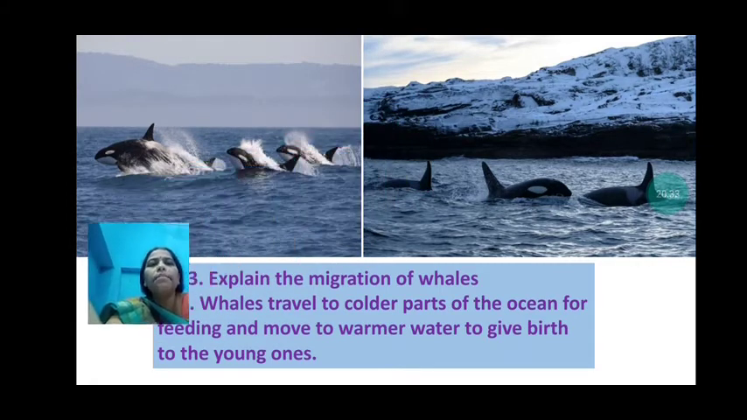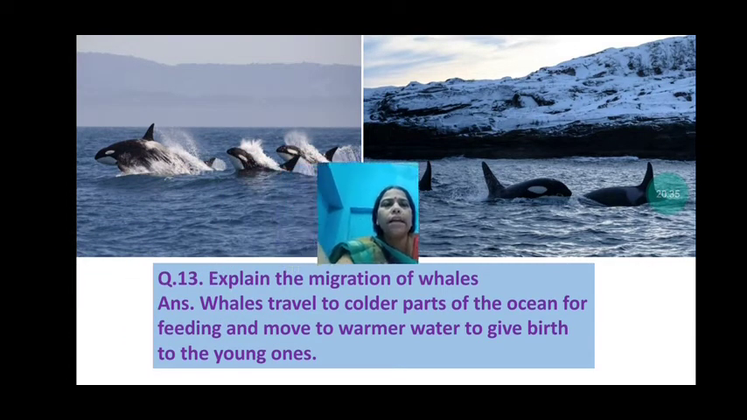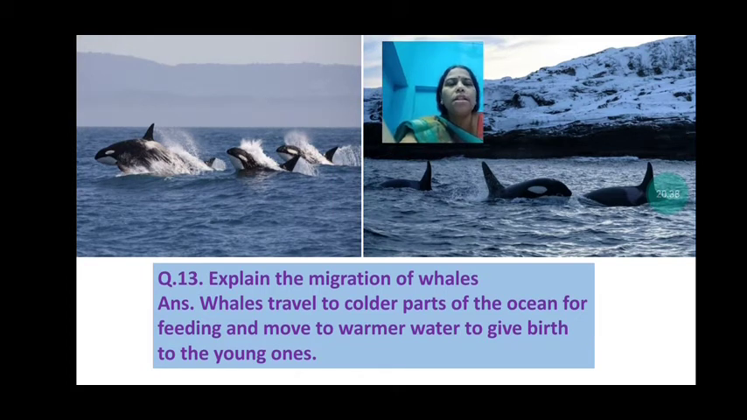Now explain the migration of whales. Whales travel to colder parts of the ocean for feeding. So these whales come to the colder part of the ocean to eat, to find food. And then they move to warmer water to give birth to the young ones. So for giving birth to the young ones, they move to warmer water, and to eat, they come to colder parts of the ocean.